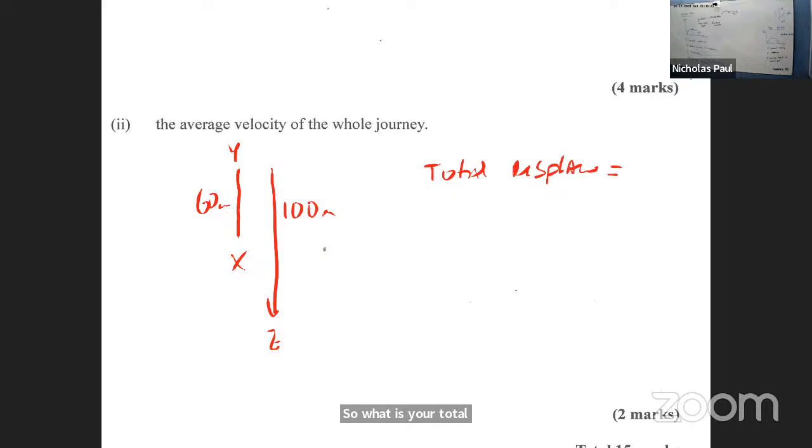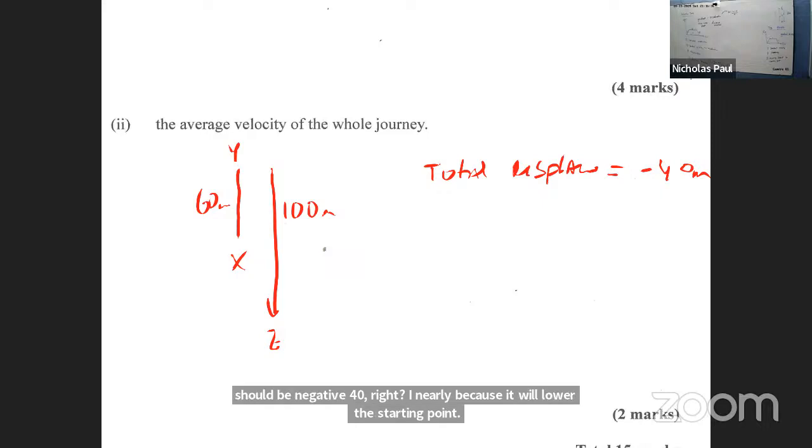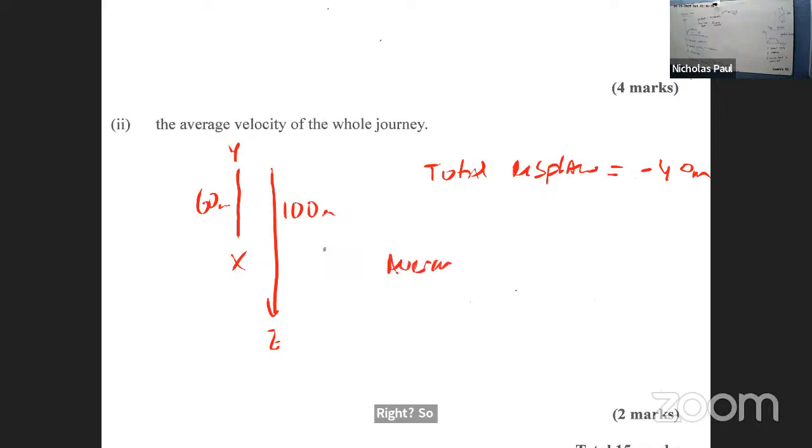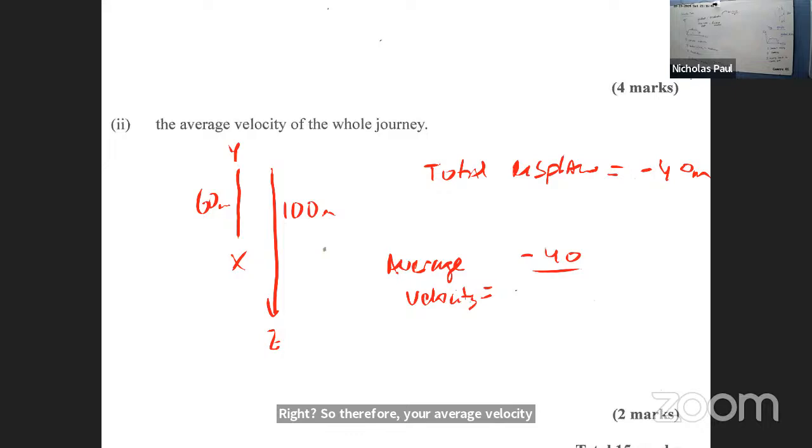Your total displacement is how much? How many meters? 40 meters. Ideally, that should be negative 40, because it is below the starting point. So therefore, your average velocity will be minus 40 over 50. Time was how much? 50. Always remember that rest is total time. So I have minus 0.8 meters per second. So that is your average velocity.